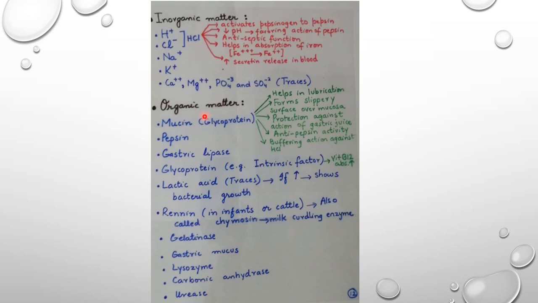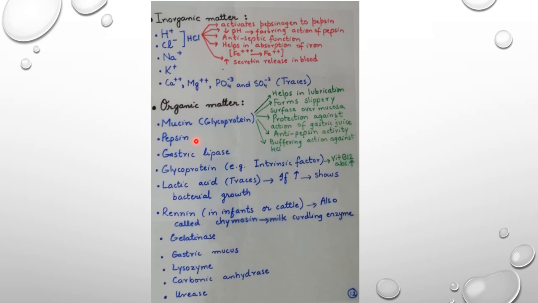Organic matter of gastric juice is composed of mucin, which is a type of glycoprotein. It assists in the lubrication process. It basically forms a protective layer over the mucosa, and thus it shields the mucosa from the damaging effects of gastric juice. It has also got anti-pepsin activity, and it also neutralizes HCl.